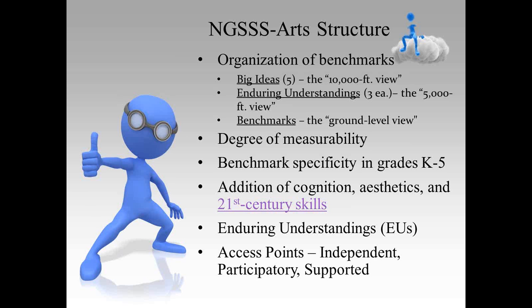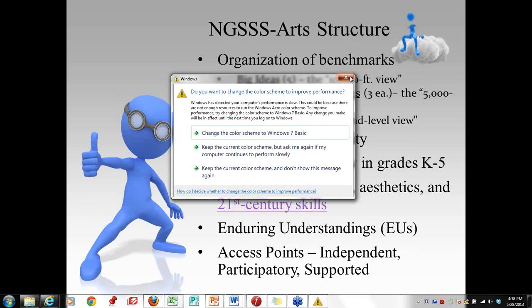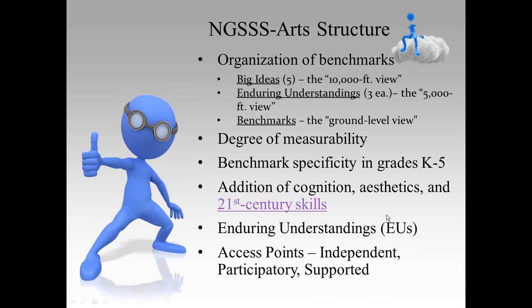We have in the Next Generation Sunshine State Standards benchmark specificity in grades K through 5. We had those before to some degree in music and art because we had grade level expectations, which we often referenced as GLEs. Theater and dance did not have grade level expectations. So this is the first time truly for theater and dance that we have real, true specificity in grades K through 5.